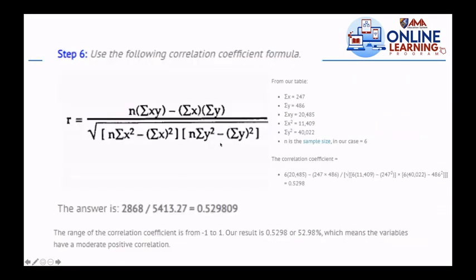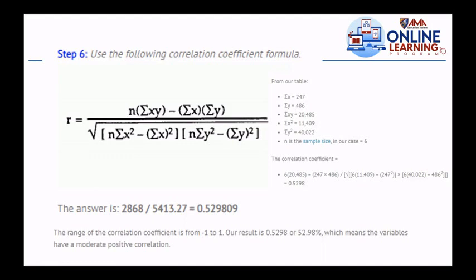So this is the formula, right? We will use this, not the other formula. Since for this sample we use r, we just substitute. From the previous slide, we get these values, right? We just substitute, and once we compute, the answer will be 0.529809. Okay? So that is your coefficient of correlation.